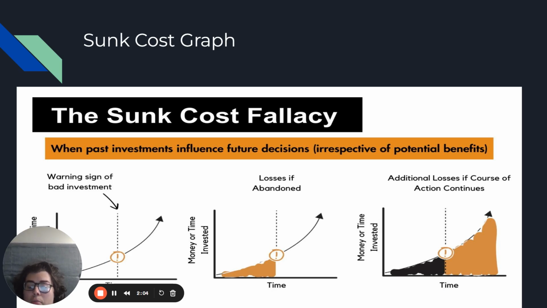Overall, it is very important to make sure we understand the sunk cost of an asset or investment so we can make smart financial decisions.